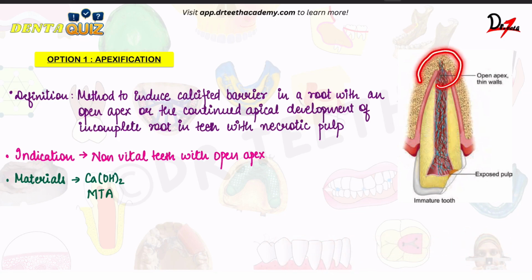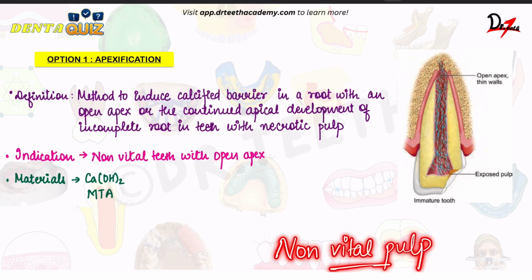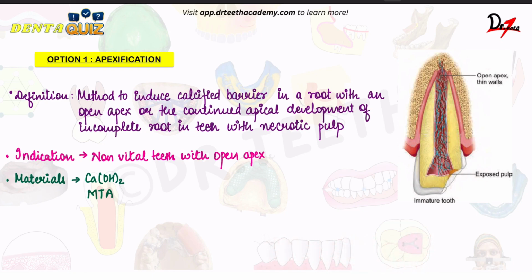As you can see in this diagram, the apex is open. It means it is not closed, which means the tooth is not fully formed, in a way, you can say, right? If in this condition a tooth has undergone any trauma which results in a non-vital pulp, please note that apexification is only done in non-vital pulp, right? For vital pulp, we have different modalities. So two things are important. First, open apex, and second, non-vital teeth. These are the two things that need to be there in order for us to consider apexification.